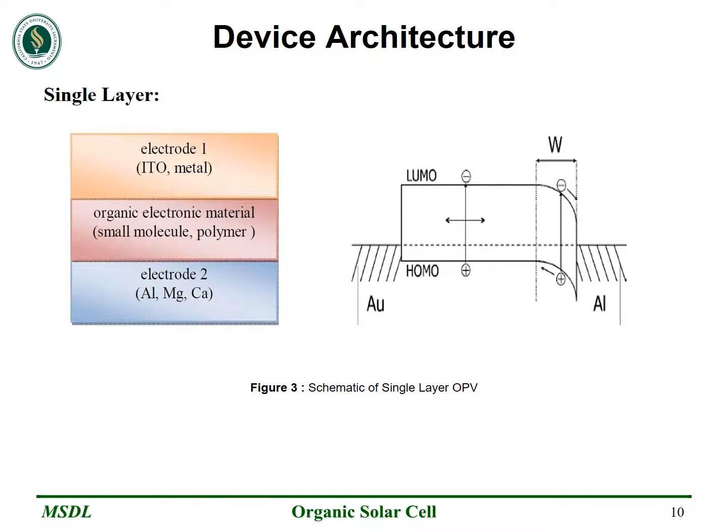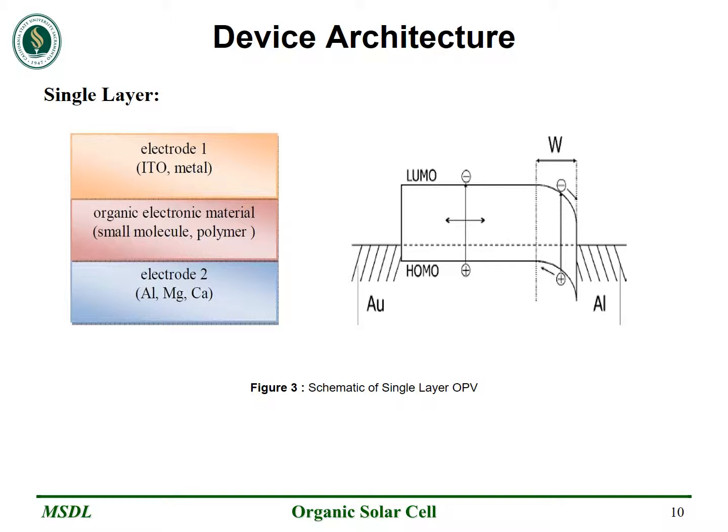Architecture. There are three kinds of device architecture for organic solar cells: single layer, bilayer, and bulk heterojunction, that is BHJ. Single layer is the simplest form. These cells are made by sandwiching a layer of organic electronic material between two metallic conductors, typically a layer of indium tin oxide, that is ITO, with the high work function, and a layer of low work function metal such as aluminium, magnesium, or calcium. The basic structure of the cell is illustrated in figure 3.